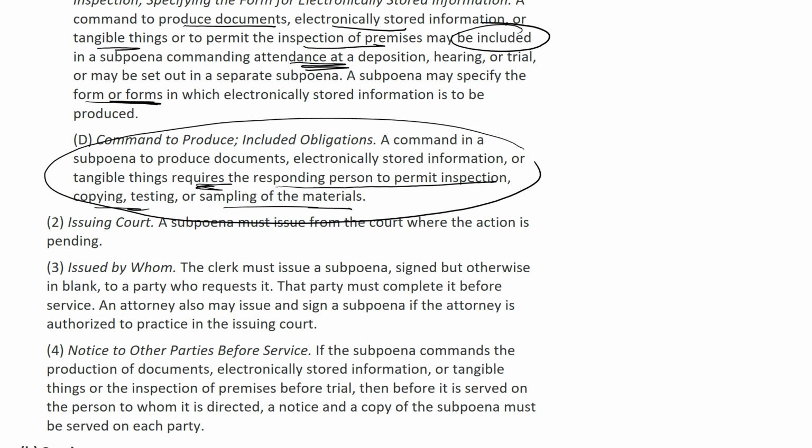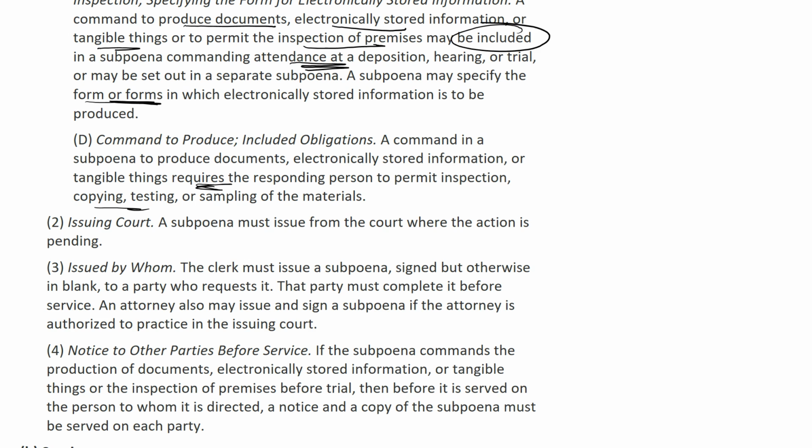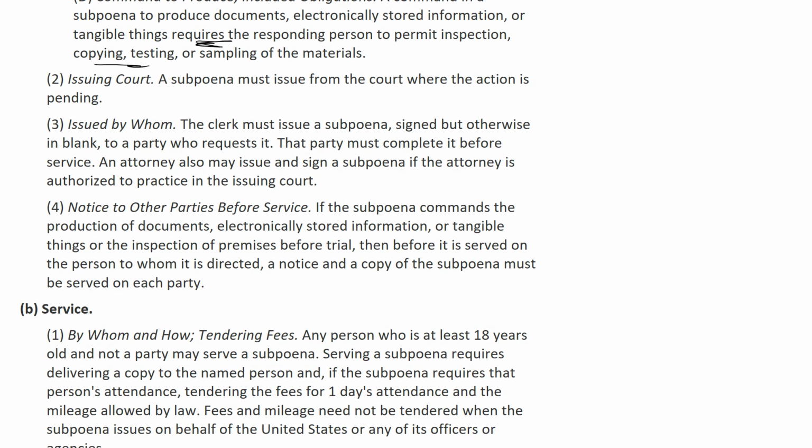Now, it may be that the subpoena is improper or overreaching or has other problems, in which case you may be able to object or even move to quash the subpoena, and we'll get to that in other parts of the rule. All right. I'm not going to talk about every part of the rule. It has to issue from the court where the action is pending. So if the lawsuit is pending in Florida, in the Southern District of Florida, then that subpoena has to issue from the Southern District of Florida.